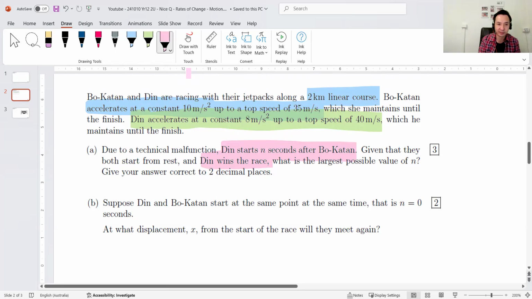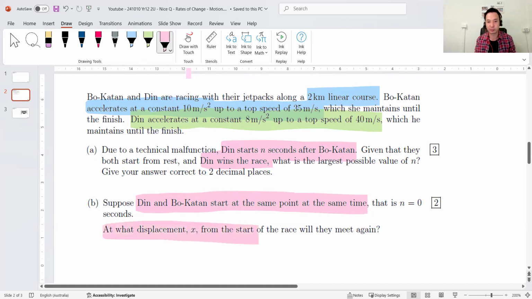That's the first question. And then suppose they start at the same time, same point, same time. So at the start, same time, i.e. that n is 0, so no head start. At what displacement would they meet? So basically, at what x value will Din meet Bo Katan before overtaking? So I'm assuming they start, and they accelerate at 8, but because the green Din accelerates for longer, eventually he'll overtake.